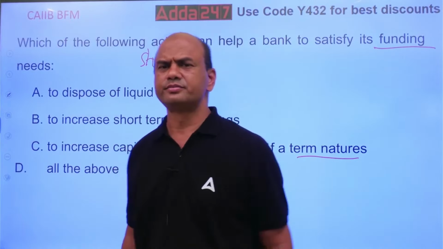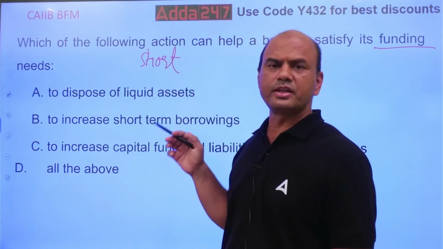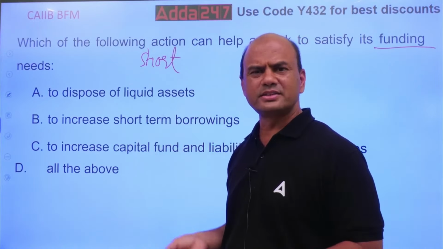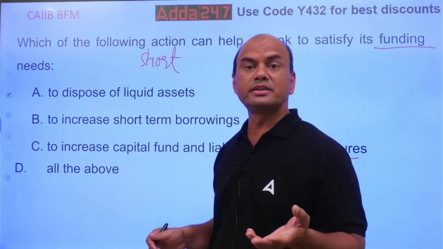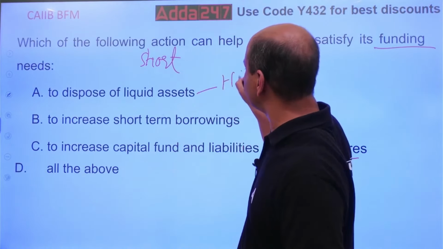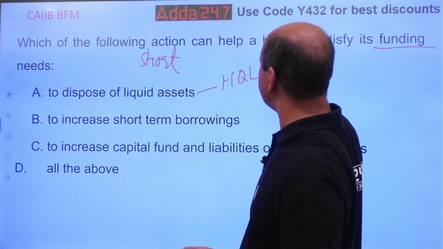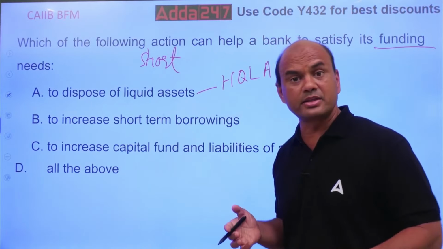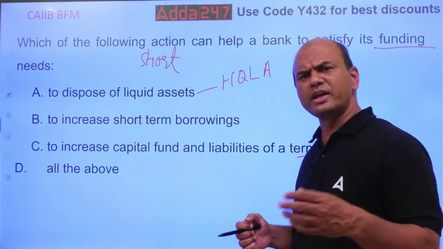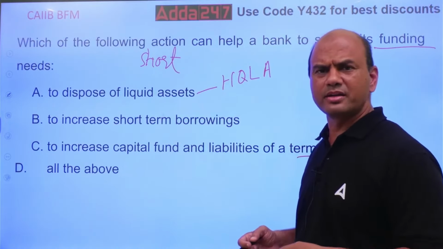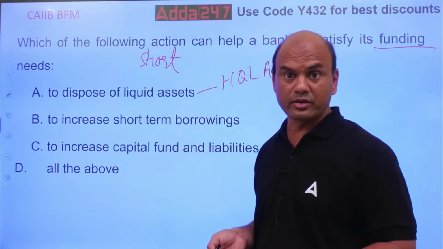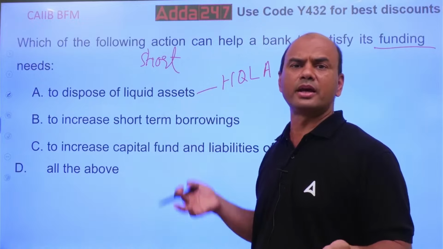Think over it. First one, dispose of the liquid assets. What are liquid assets? Liquid assets means HQLA, high quality liquid assets. Means I'm having government bonds, treasury bills, some triple rated bonds. So I can sell it off immediately in the market. So these I can dispose of. Can I do it? Yes, of course, why not? If I'm having the assets, I need money, I can sell it.